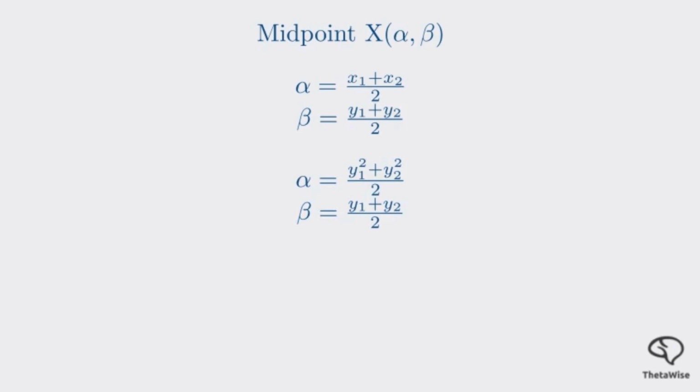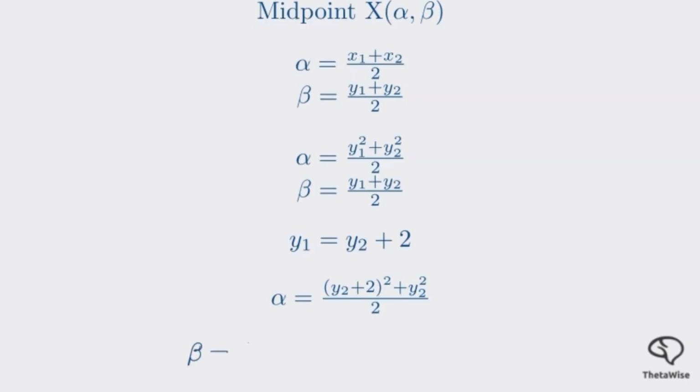Now we'll use our condition y1 minus y2 equals 2. Let's substitute y1 equals y2 plus 2. Plugging this into the alpha equation, we get alpha equals 1/2 times the quantity (y2 plus 2) squared plus y2 squared. And for beta, we get beta equals 1/2 times (y2 plus 2 plus y2). This simplifies to beta equals y2 plus 1. From this beta equation, we can express y2 in terms of beta. y2 equals beta minus 1.